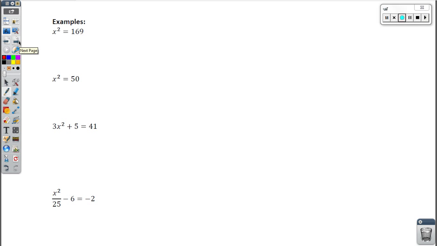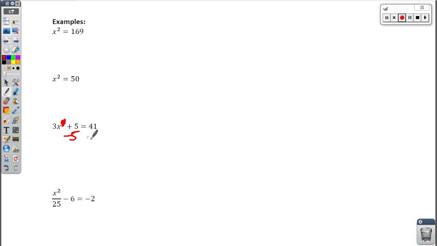All right, let's look at the next example. 3x squared plus 5 equals 41. So when we're solving an equation like this one, we've got a few steps to take first. Well, basically what we want to do is pretend that this is not x squared first. So we'll just ignore that. Pretend you just have 3x plus 5. Solve that equation like you normally would.